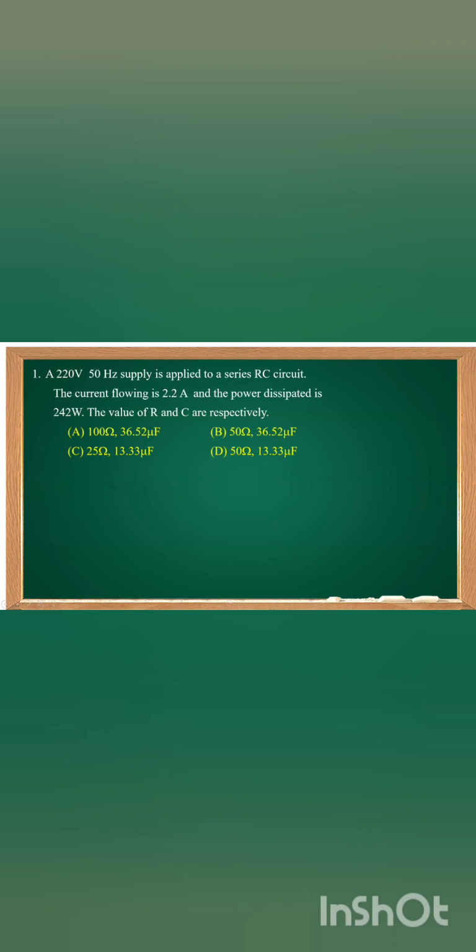Then you find the values of R and C. From one condition, we can easily calculate the R value. The power dissipated P equals I square R. From this, R equals P by I square. The power is given as 242 watts, and the current is 2.2 amps, so 2.2 square.